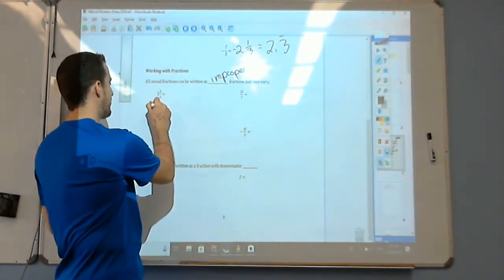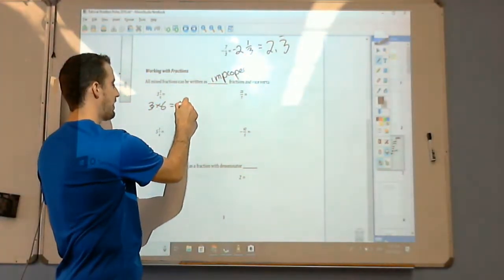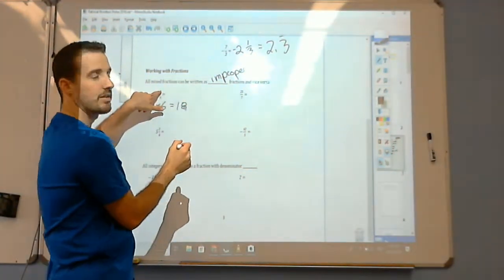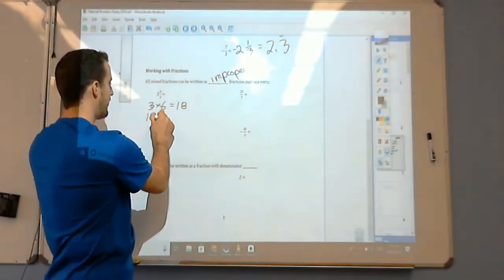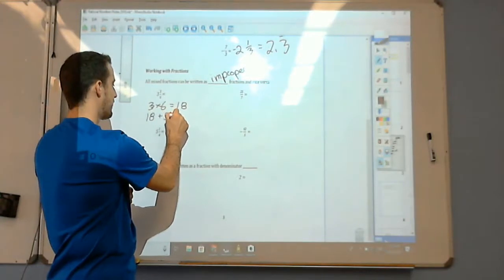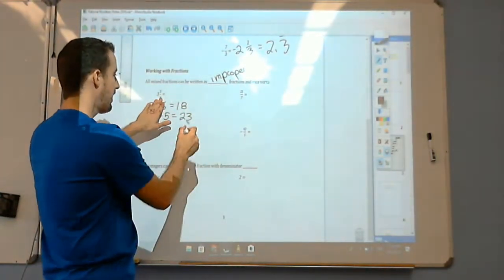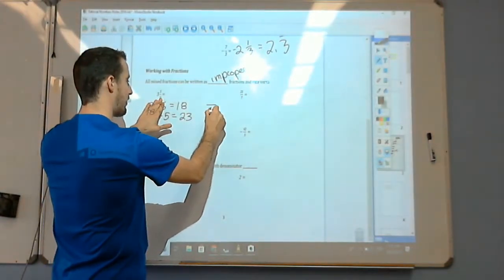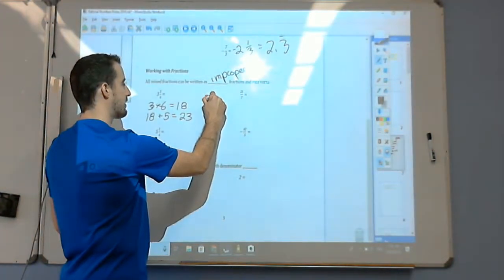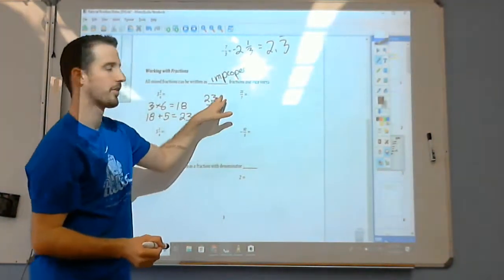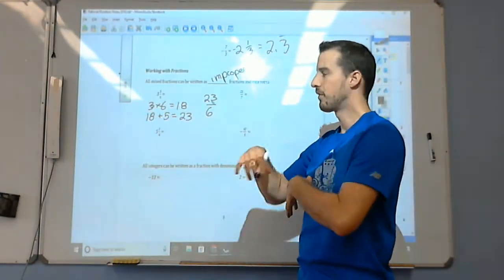So in this case, we're going to go 3 times 6, which equals 18. And then we add that to our numerator. So 18 plus 5 equals 23. Okay? And then we keep the same denominator, so it's still out of 6. Okay? And so we can do the same here, but in reverse, right?